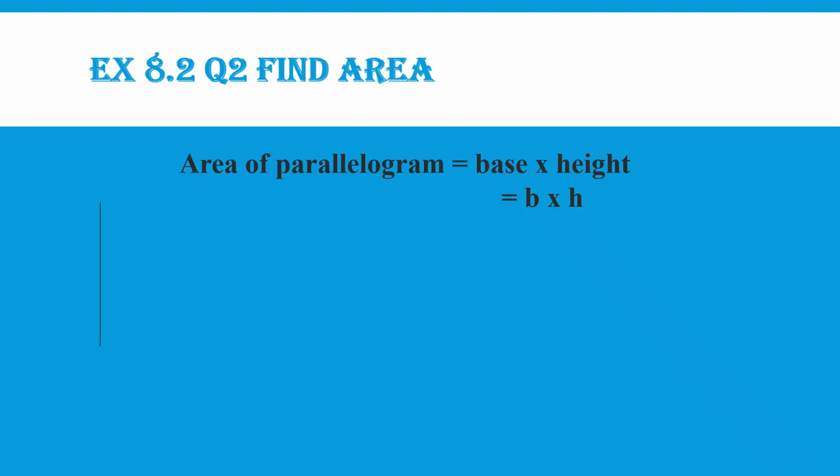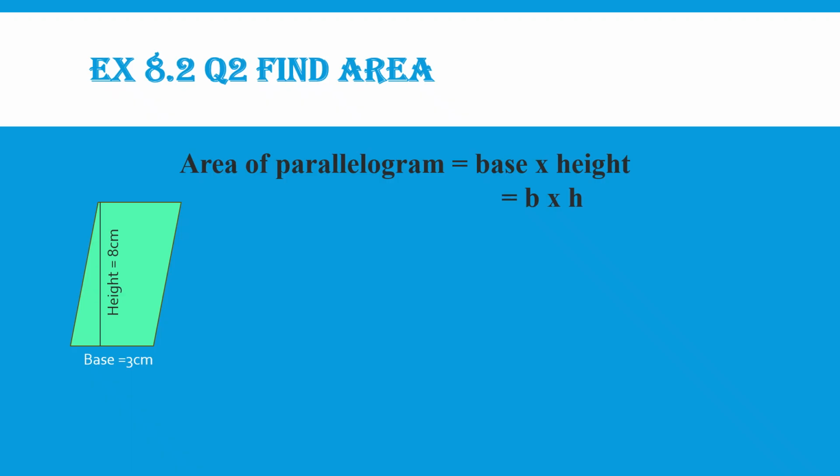Now let's start our exercise. This is exercise 8.2, question number 2, and we have to find out the area of the given geometrical shapes. First shape is parallelogram. The base of this parallelogram is 3 cm and height is 8 cm, and we have to find its area. The area of parallelogram can be calculated by multiplying its base with the height.